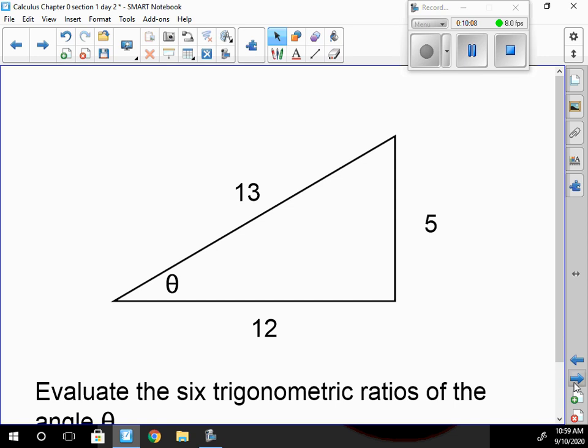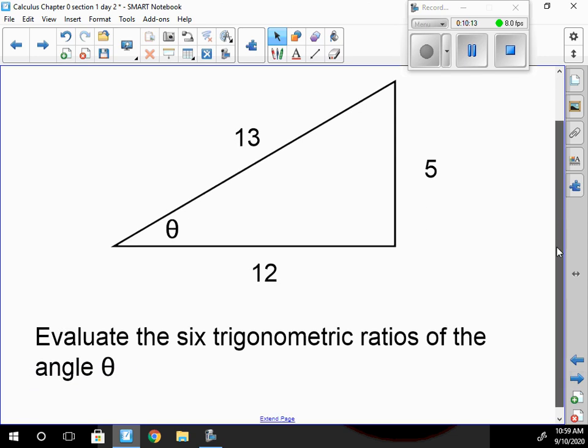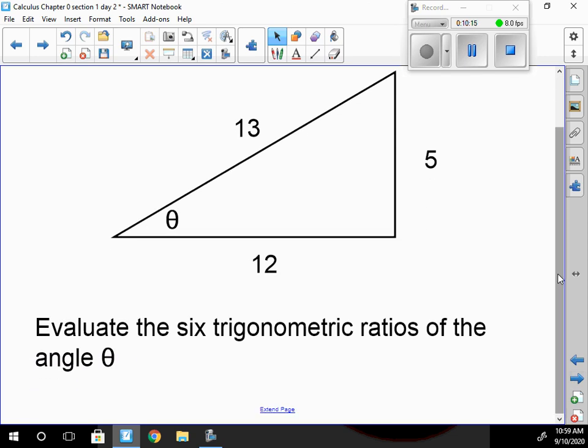Okay, now we get to evaluate the 6 trigonometric ratios of the angle theta. So I'm starting with angle theta. So it's all based off of this corner. Now the first thing that I would do is identify which side is opposite, which side is adjacent, and which side is hypotenuse. The longest side is the hypotenuse. The opposite side is across from it. The adjacent side is next to it.